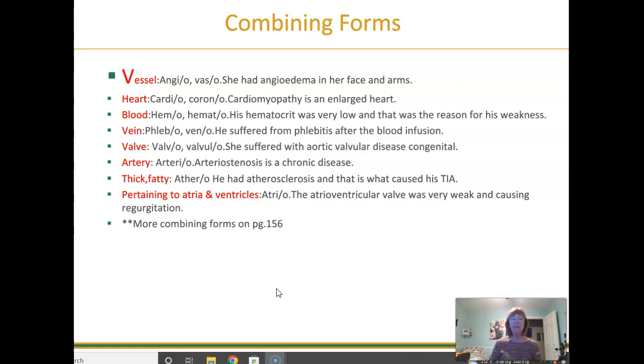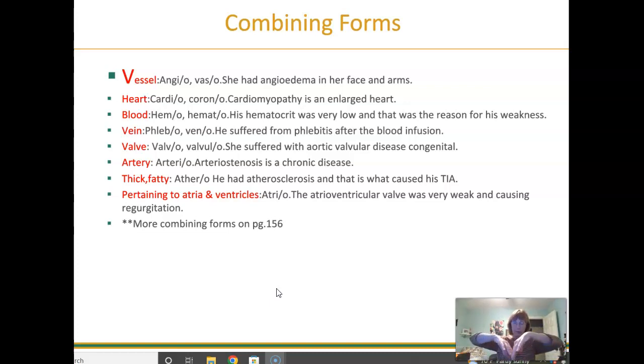Pertaining to atria and ventricles, atrio. So I used the atrioventricular valve. Okay, so we had that in this chapter, and that's the valve between the right atrium and the right ventricle. And it was very weak and causing regurgitation. What is regurgitation? Regurgitation is the backflow of blood.